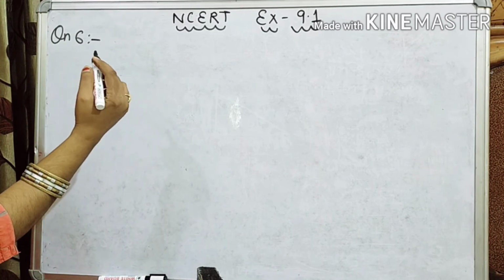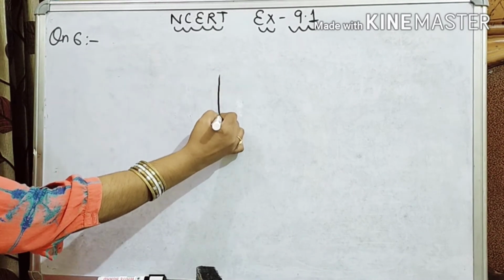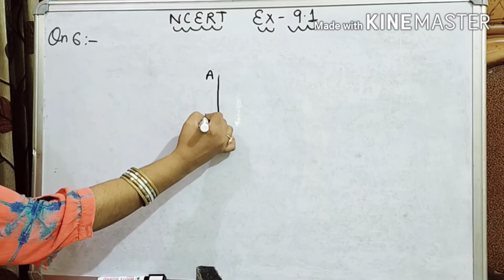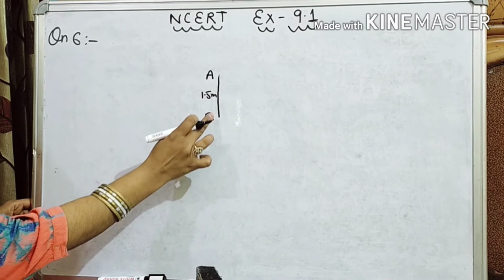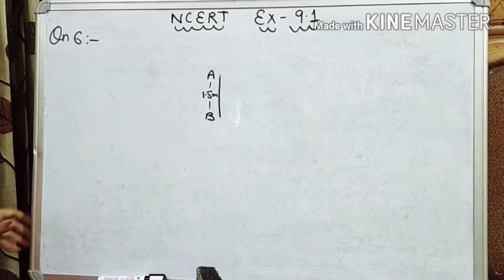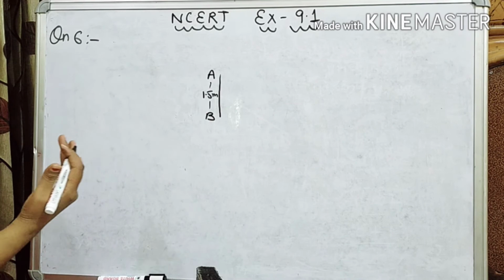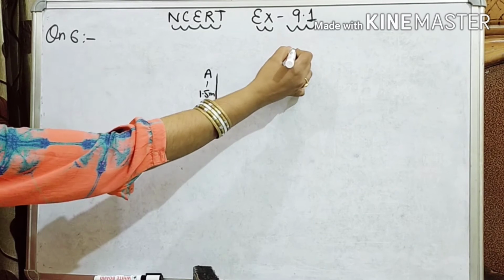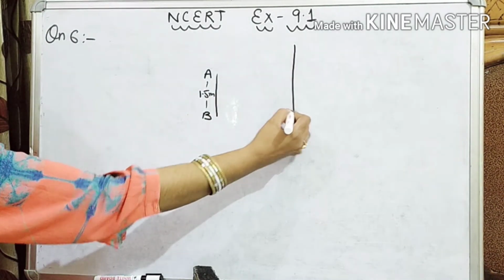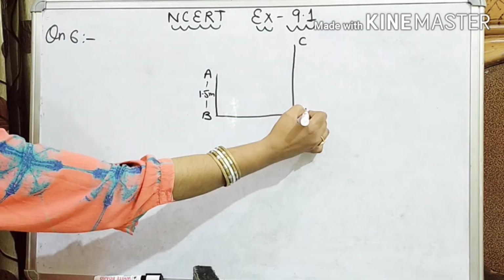There is a 1.5 meter tall boy, right? Let us say this is the boy and the height of the boy is AB, which is given in the question as 1.5 meter. This boy is standing at some distance from a 30 meter tall building. So there is a building. Let's say this is the building. This is showing the level ground and CD is the building, right?